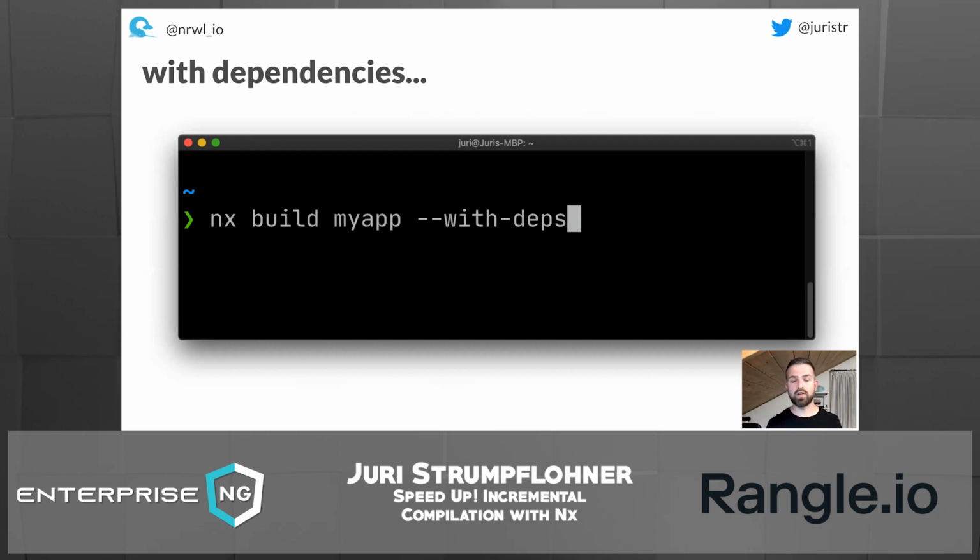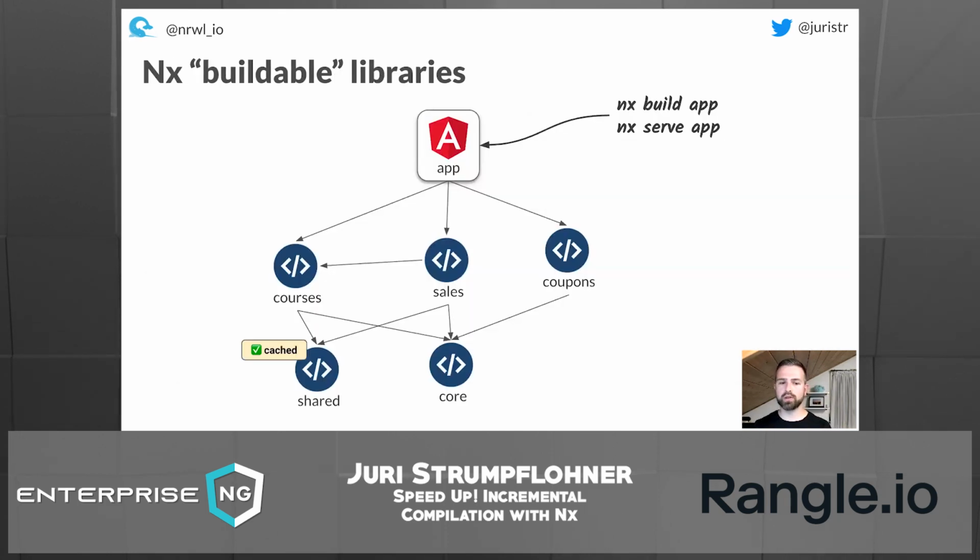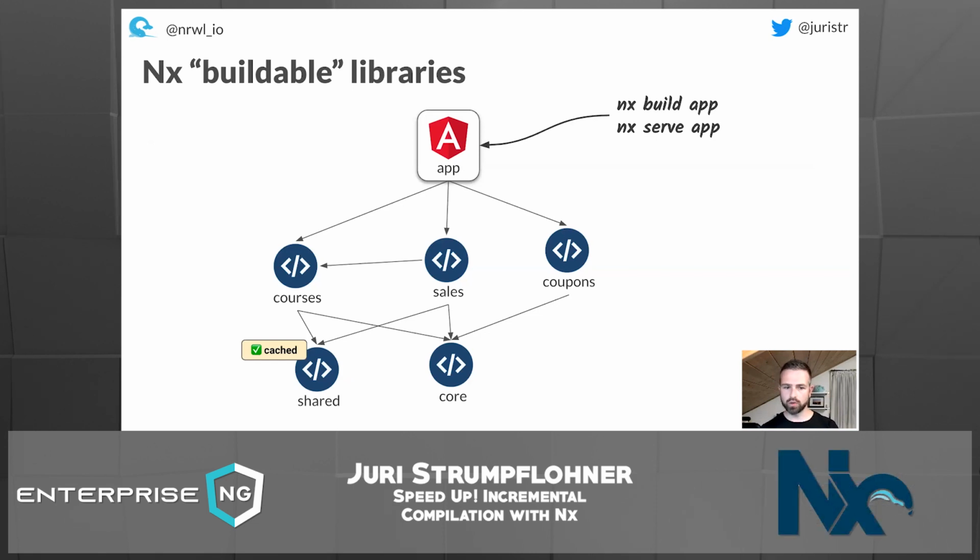Now the with-deps flag leverages the dependency graph behind the scenes. It walks down the tree, and starts building the lowest level node of that tree. So in this case, for instance, it would go to the shared library and execute a build against it.